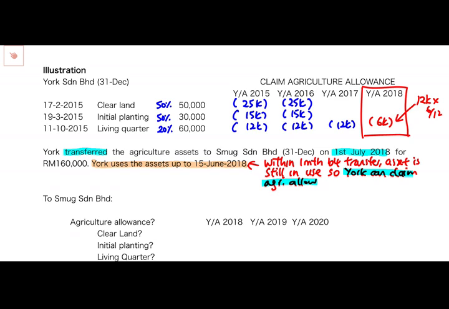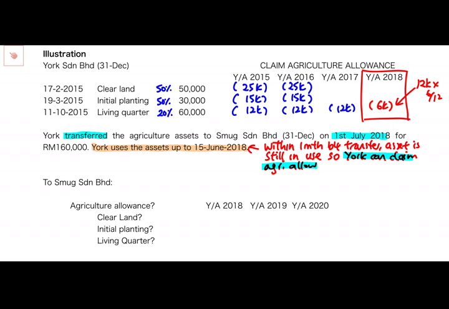So what is the rule that the buyer will follow? Claim what? I gave you one word just now. Leftover, yes. Claim the leftover. Can I know what is the leftover for cost of clearing land? 0, nothing left, you got everything already, right? Initial planting? 0. Okay, what about living quarter? 2018, how much more can I still claim? Exactly, 6. So this amount becomes 0, 0, 6, and then you're supposed to have 12, and then no more.